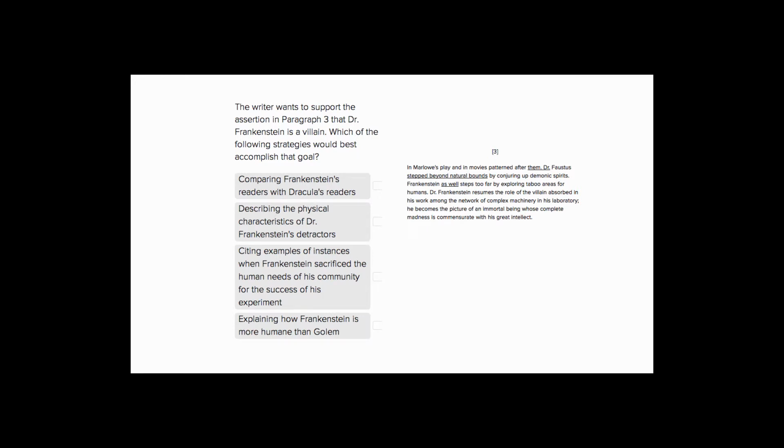The question asks, how would we support the assertion in paragraph 3, so right here, that Frankenstein is a villain? Which of the following strategies would best accomplish the goal of asserting that Dr. Frankenstein is a villain? So let's look at paragraph 3.